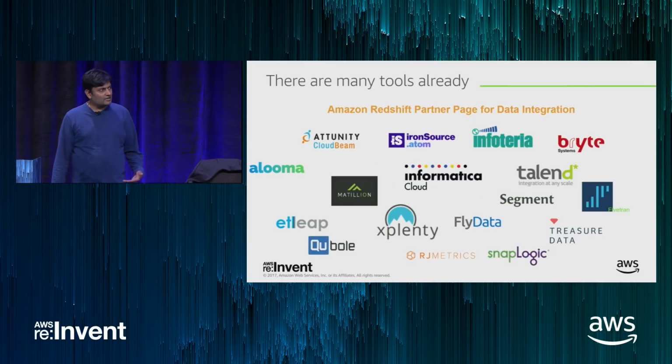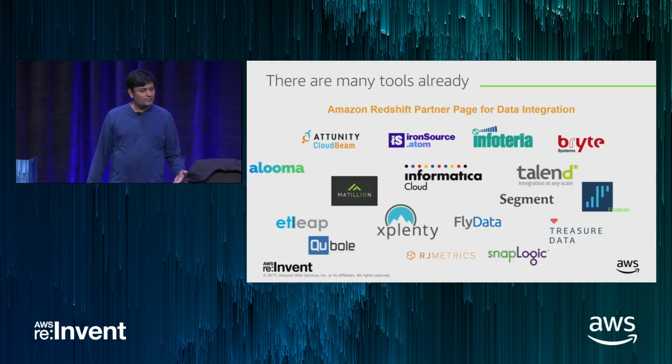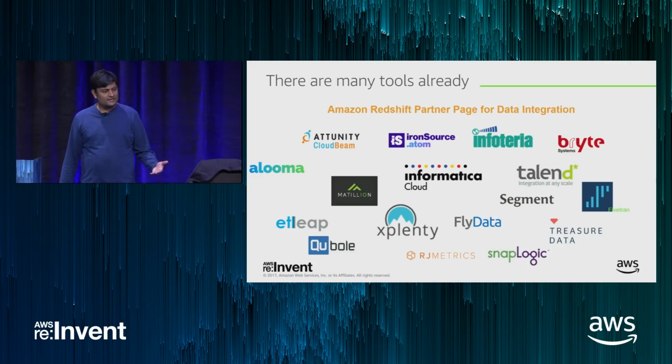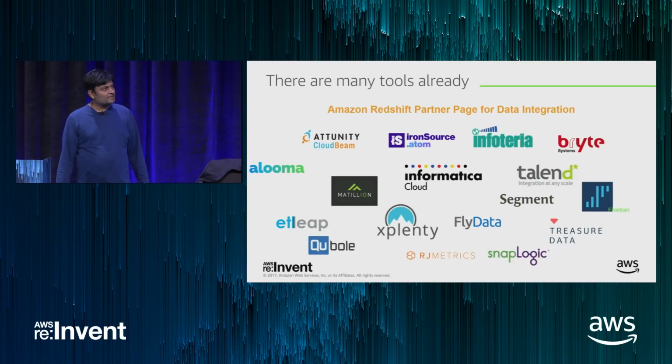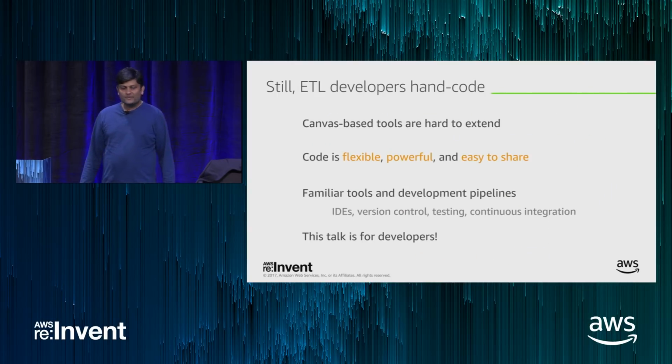In our ecosystem in AWS, we actually have a number of partners that do ETL. There are many tools already available. It's just a smattering of the ETL tools shown on the Redshift partner page. But it turns out that our customers are still developing a lot of ETL by hand, by actually hand coding their ETL. Why is this? This is the reason, by the way, that we built Glue.